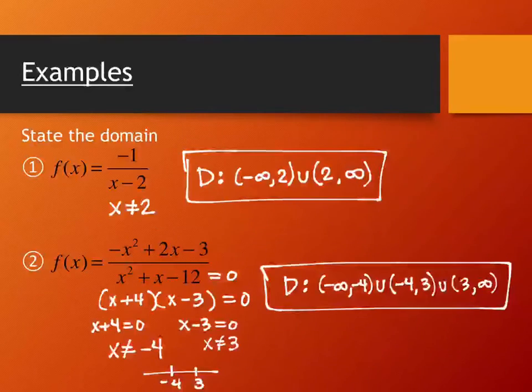So in a very real sense, the location where I said it can't equal 2 is the location where the vertical asymptote is happening.